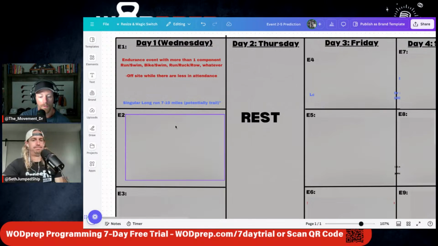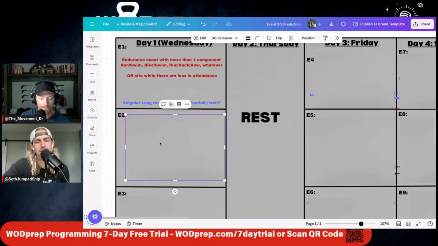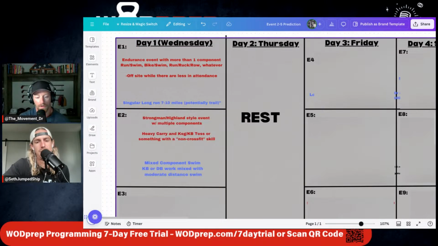Right. And so let's go into event two, because I think it'll help us find a common point for event one between our two. All right. So event two, you have some strongman components, which I have later in the week. But I have a mixed swim component. And so the workouts that I've liked the best with the swim are the kettlebell thrusters on the beach.